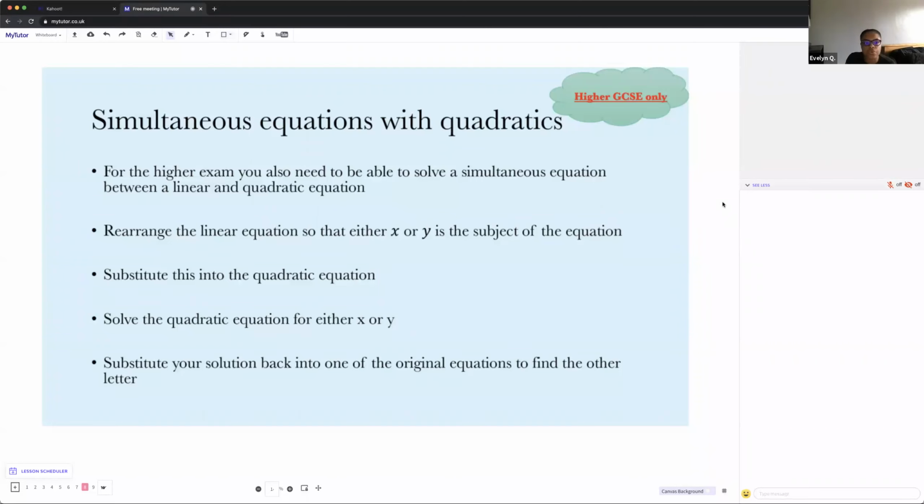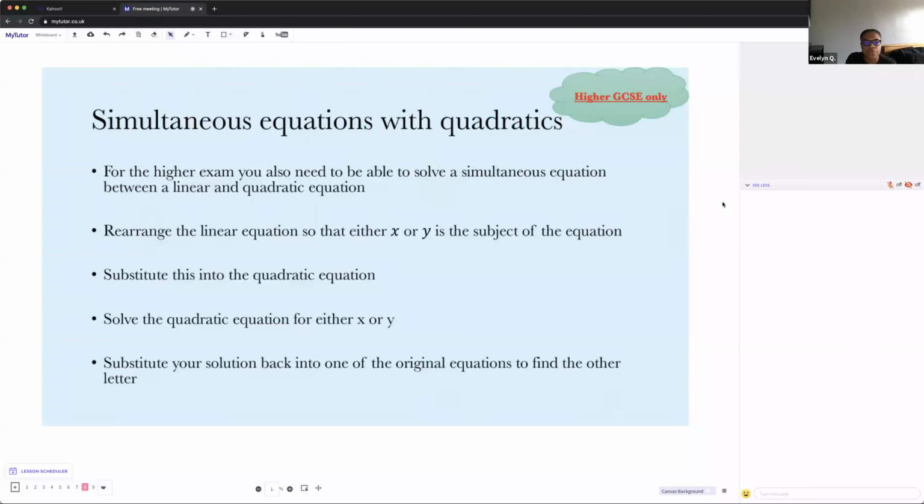So the first thing to do is a little bit different from solving by elimination. Instead, we're going to solve by substitution. So we're going to rearrange the linear equation so that either x or y is the subject of that equation.